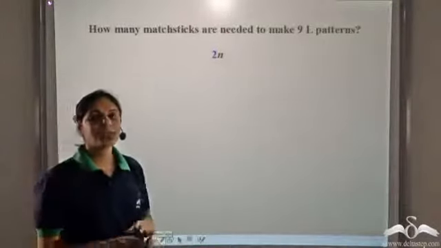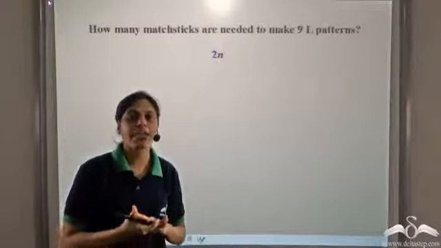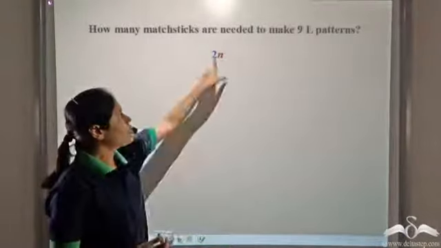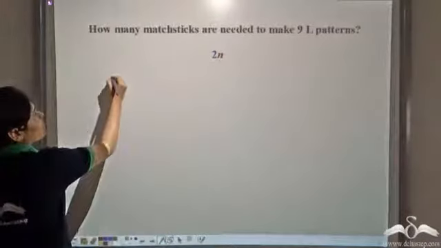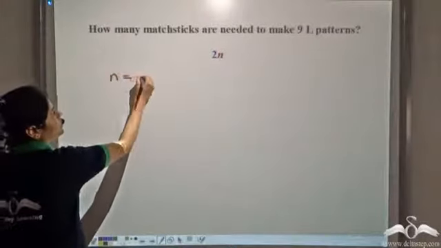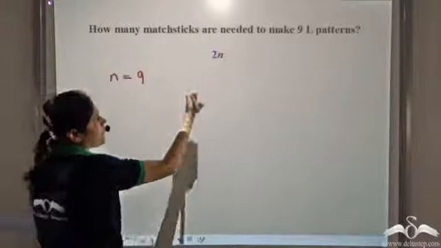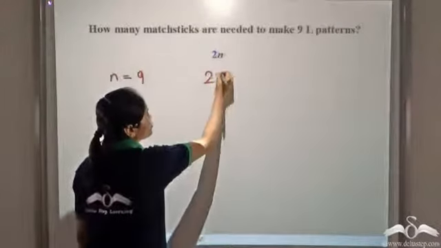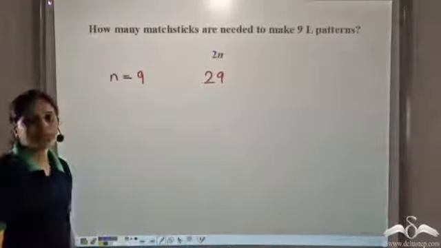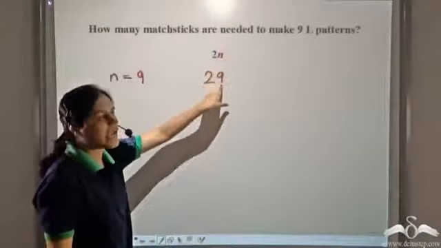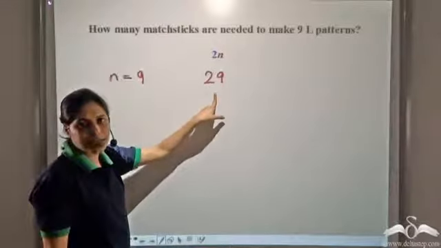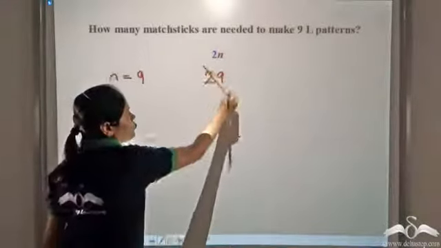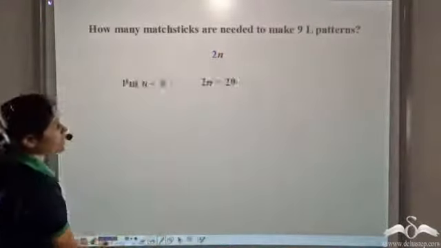How many matchsticks are needed to make 9 L patterns? Using this 2n matchsticks, we put n is equal to 9 and write 2, 9. We have just simply put 9 in place of n. So is this correct? No. This is not correct.